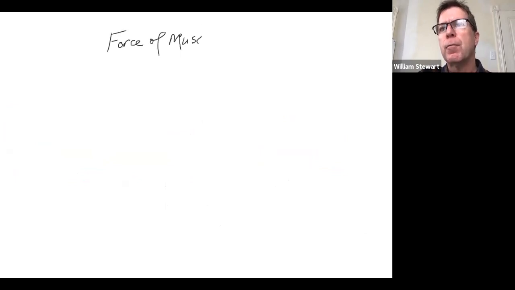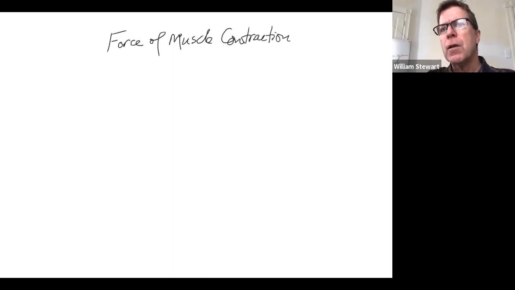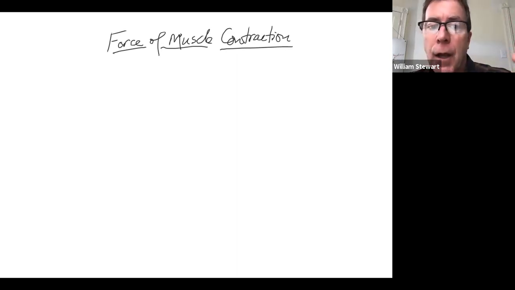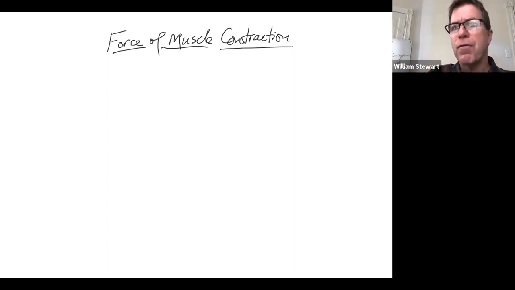Force of muscle contraction. It's called contractile force. When a muscle contracts, it creates force, tensile force. Sometimes we call it tension as well. That's just the energy that's created when a muscle contracts. Now, the force of a muscle contraction, how strong it is, is affected by 4 factors.